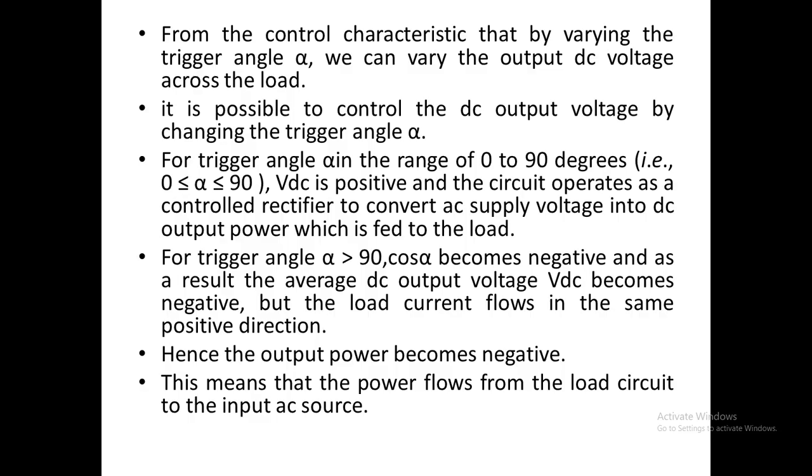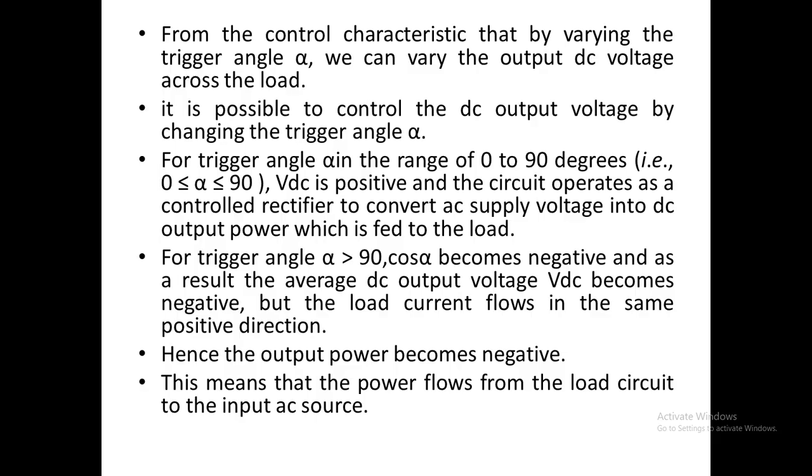So from the control characteristics we can say that by varying the triggering angle alpha, we can vary the output DC voltage across the load. So it is possible to control the DC output voltage by changing the triggering angle alpha. For triggering angle alpha in the range of 0 to 90 degrees, VDC is positive and the circuit operates as a controlled rectifier to convert AC supply voltage into DC output power, which is fed to the load.